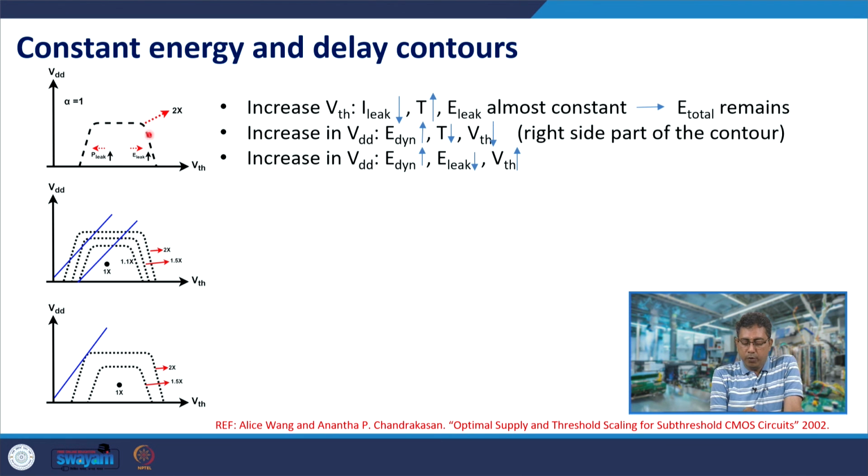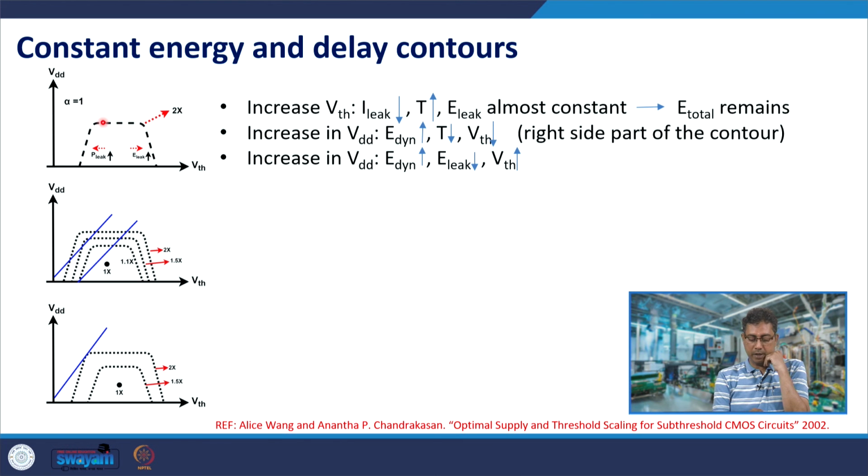So, this part how do you explain? You increase the VDD, so time period and also VTH. So, dynamic energy increases, time period reduces. So, therefore, leakage energy overall it reduces. So, therefore, the total energy remains constant.